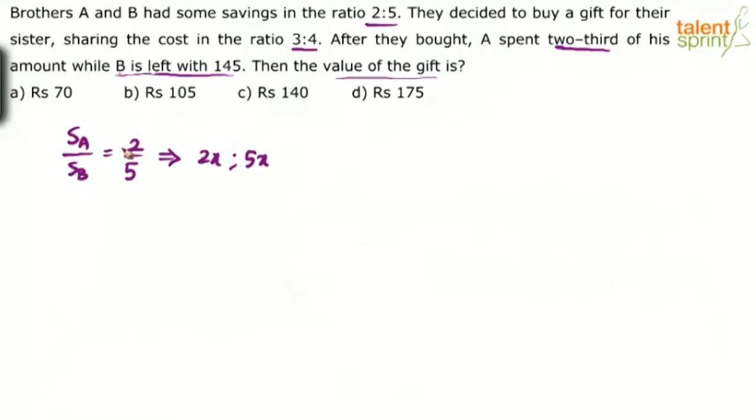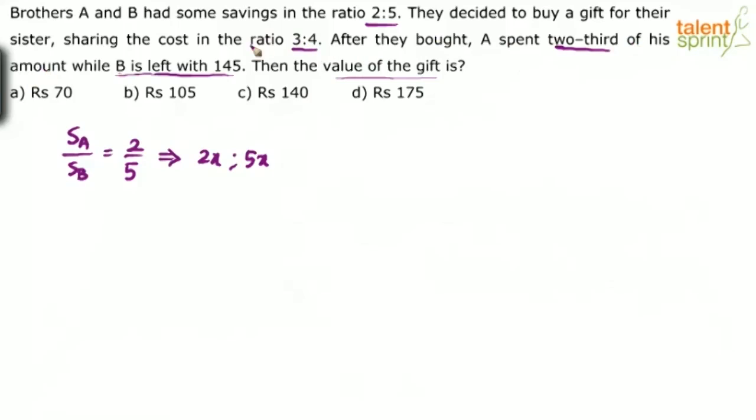So let us assume A's savings is 2 parts, B's savings is 5 parts. Now they decided to buy a gift for the sister, sharing the cost in the ratio of 3:4. So the amount that A will share is 3 parts and that B would share is 4 parts. After they had bought it, A had spent 2/3 of his amount.